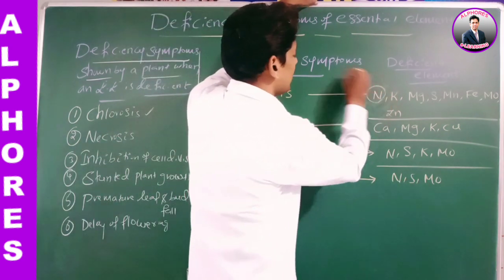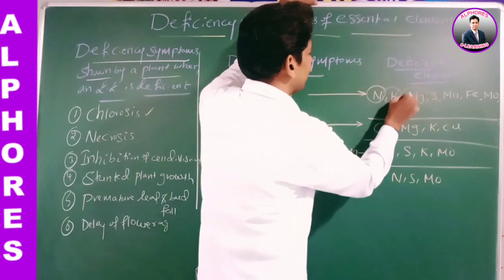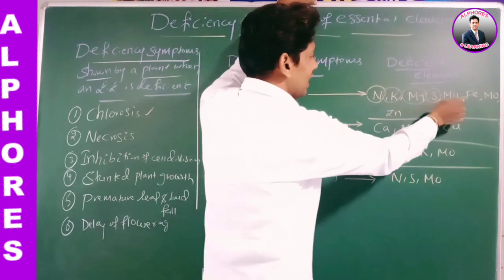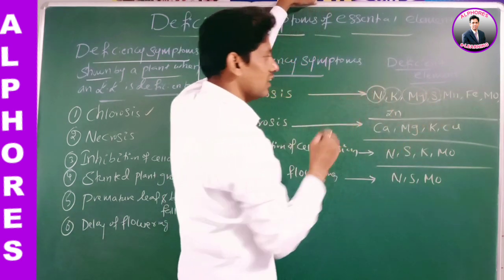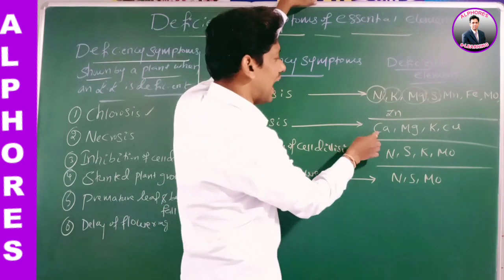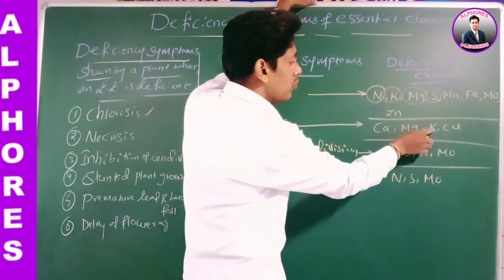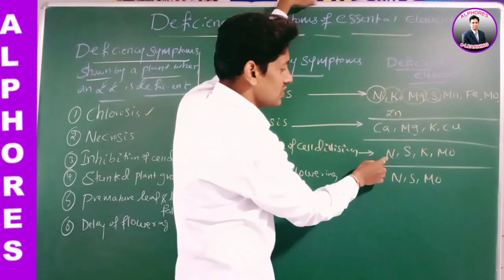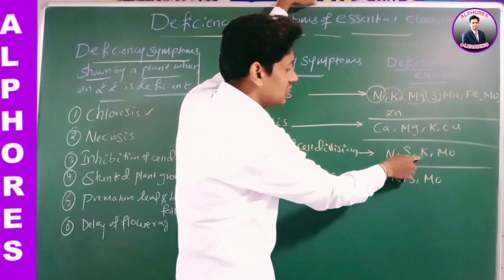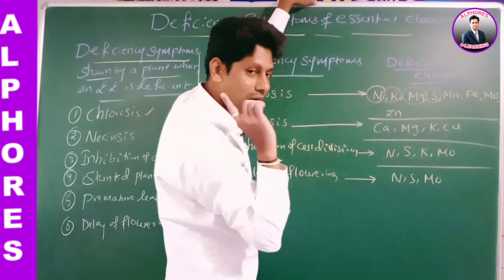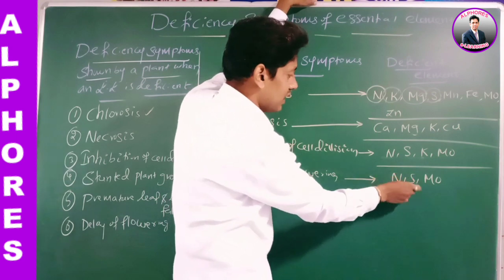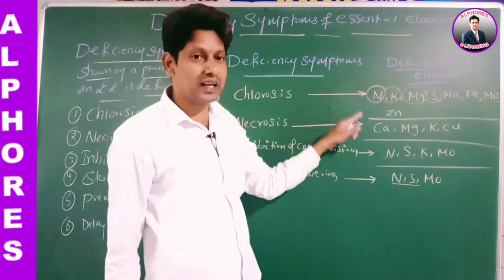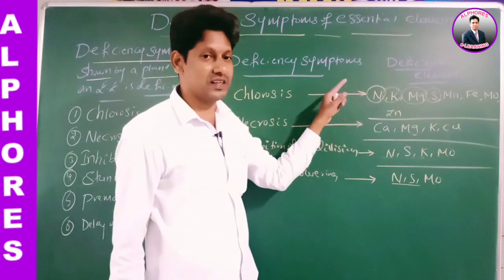Nitrogen, potassium, magnesium and sulfur are macro elements, whereas manganese, iron, molybdenum and zinc are micro elements. Calcium, magnesium and potassium are macro elements, copper is a micro element. Nitrogen, sulfur, potassium are macro, molybdenum is micro. Therefore, you should be careful which one is a macro element and which one is a micro element.